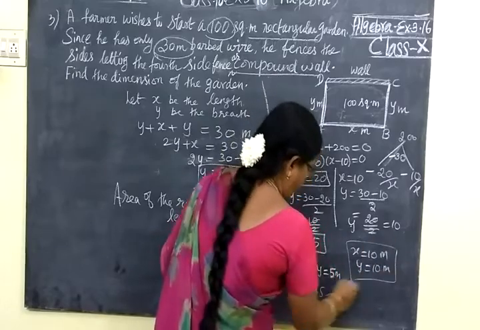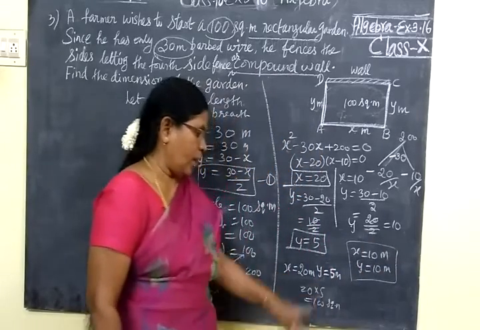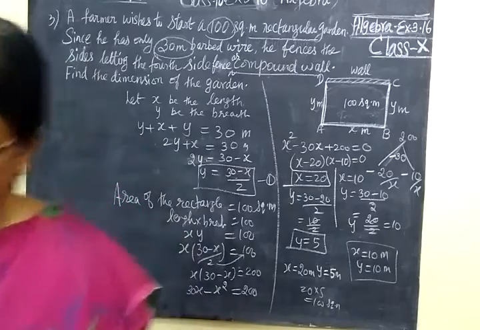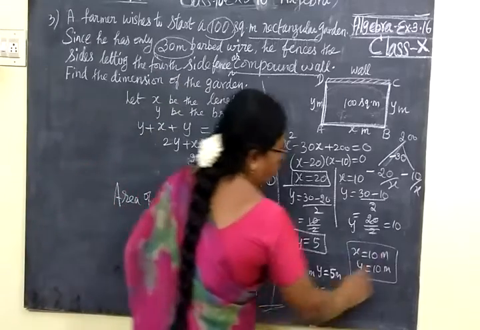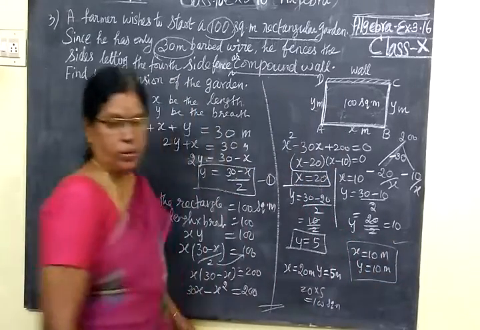So one set of answer is 20, 5, another set of answer is 10, 10. So we want to check the answer. It is given here. So both are correct. So this answer is correct. You please go through these sums. Thank you, students.